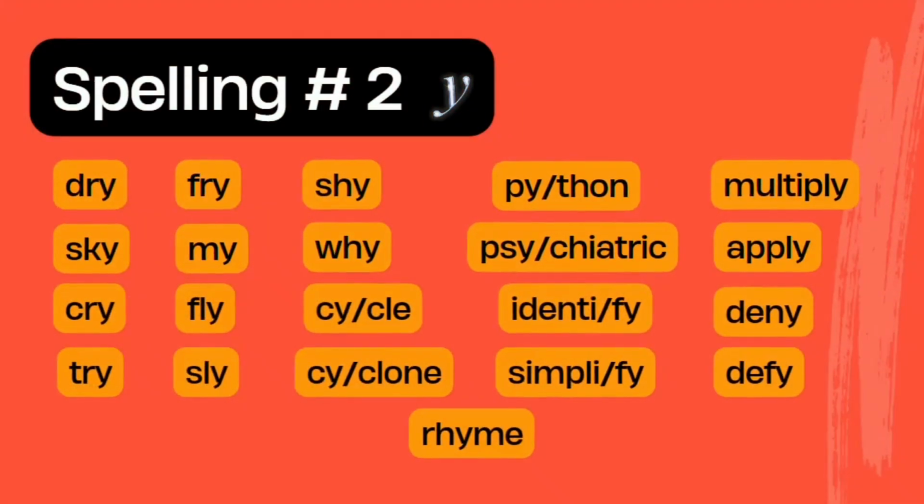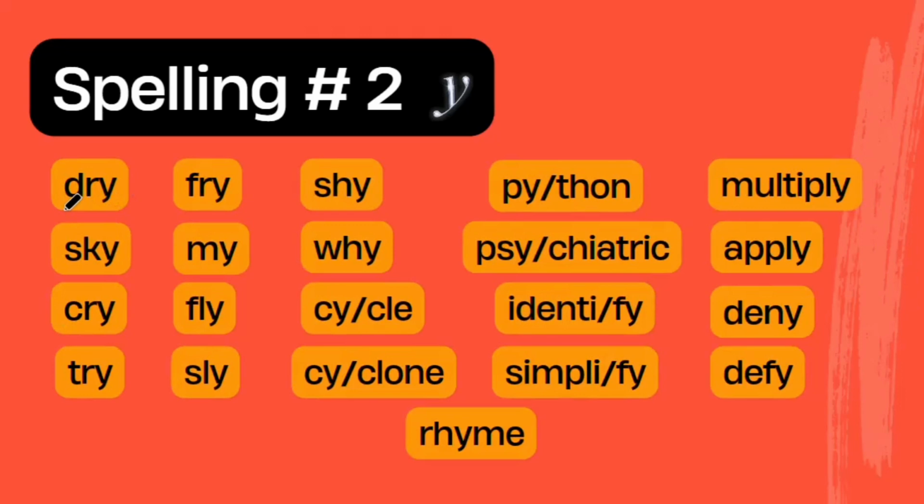But to help you out, here is a word list of some common words. The first word is dry. Y is saying I. It's a short monosyllabic word. Sky, cry, try, fry, my, fly, sly, shy, why. You can add one more word here, that is by, right?